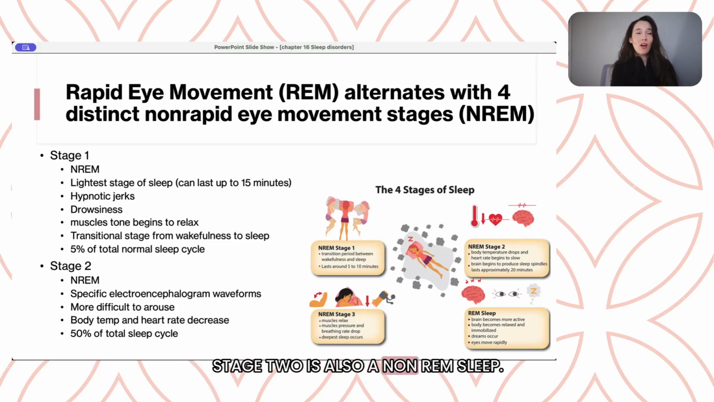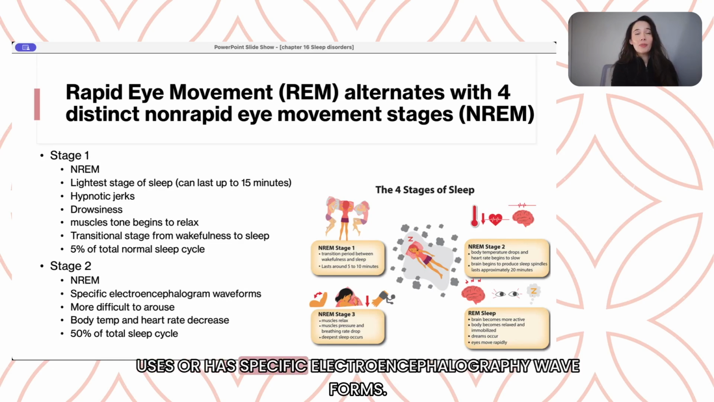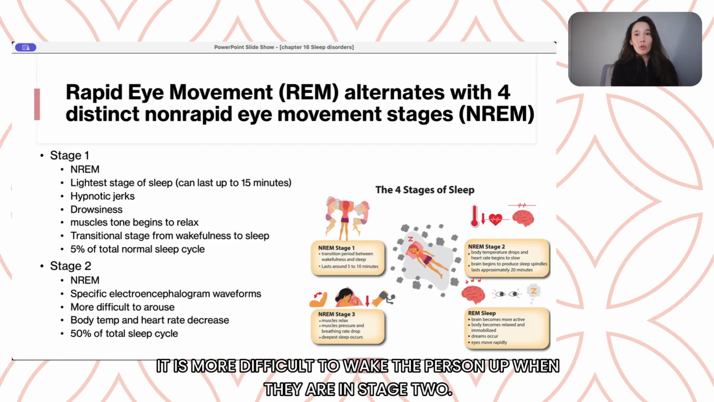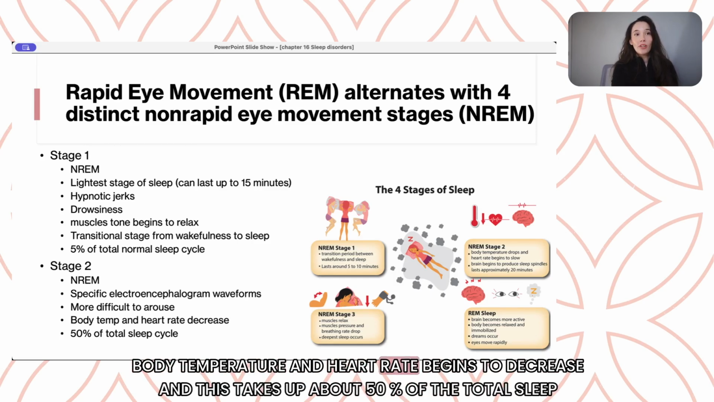Stage 2 is also a non-REM sleep. It uses or has specific electroencephalography waveforms. It is more difficult to wake the person up when they are in stage 2. Body temperature and heart rate begin to decrease, and this takes up about 50% of the total sleep cycle.